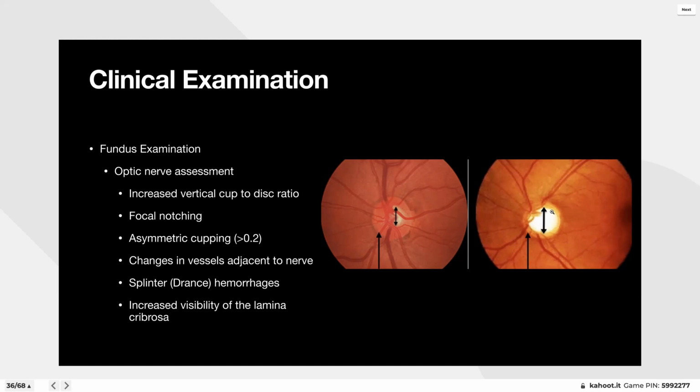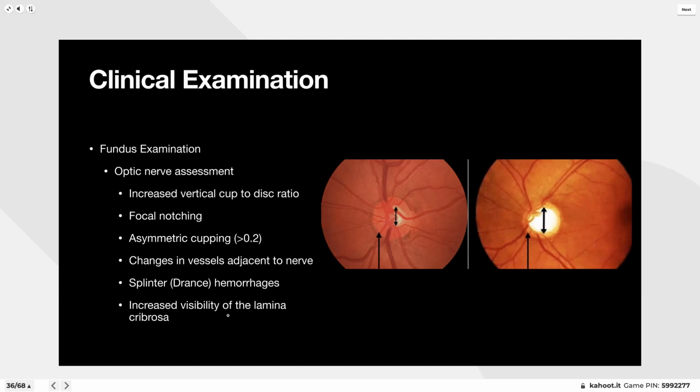And it also does increase your risk of having glaucoma. So while I did say before that glaucoma is more often than not relatively symmetric, if you have a significant asymmetry, that is a sign of glaucoma.